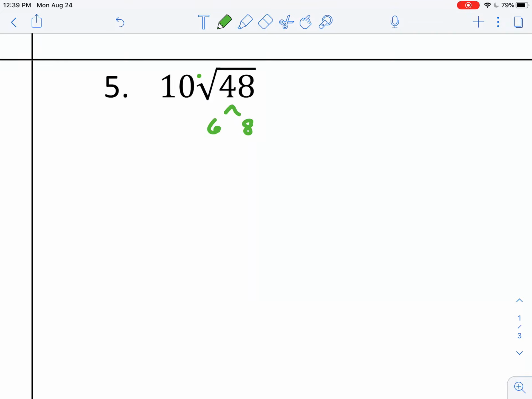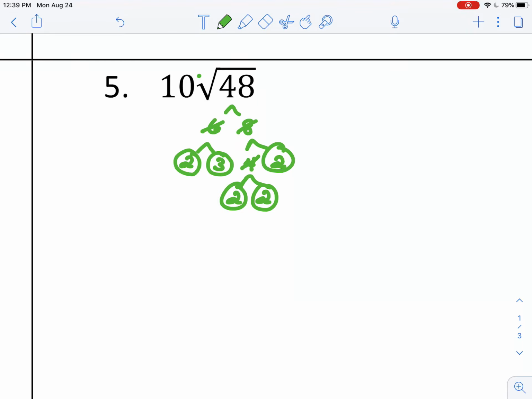And then I'm going to ask myself, well, can I break that down further? And I can. 6 is 2 times 3. I cannot break apart a 2. I cannot break apart a 3. 8 can be broken up into 4 times 2. 4 can be broken up into 2 times 2. And I'm just going to keep going until all my numbers are broken apart as possible. So I'm ignoring the 4 and the 8 because I've already broken them down.